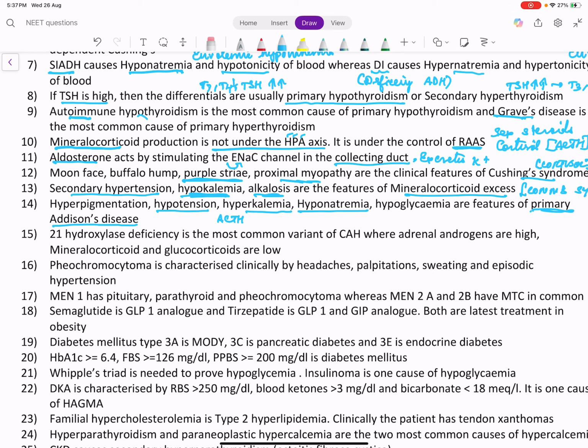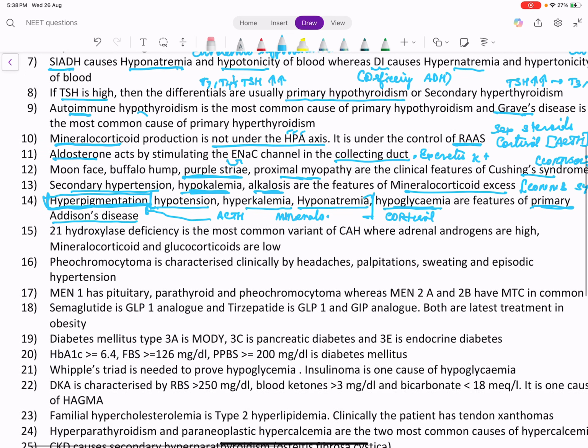When ACTH is high, it will cause hyperpigmentation, and hypoglycemia is because of cortisol deficiency. So hypoglycemia is because of cortisol deficiency. Hypotension, hyponatremia, hyperkalemia is due to mineralocorticoid deficiency, and ACTH excess causes hyperpigmentation. So this hyperpigmentation is a very important feature of Addison's disease.